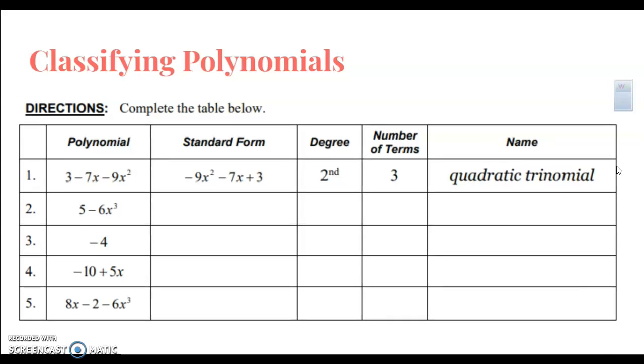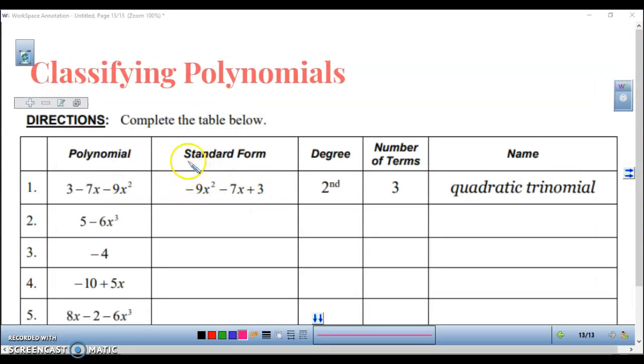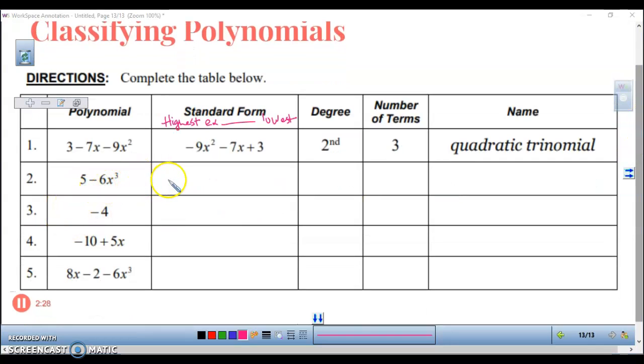All right, so let's look at the first one. They give you the polynomial. They want you to put it in standard form. Remember, we go from the highest exponent to the lowest. Classify the degree, number of terms, and the actual name. So this one, I would rewrite this in standard form. This would be negative 6x to the third plus 5. That has a degree of 3. Number of terms here are 2. So this would be a cubic binomial. Cubic meaning a degree of 3, binomial meaning 2 terms.